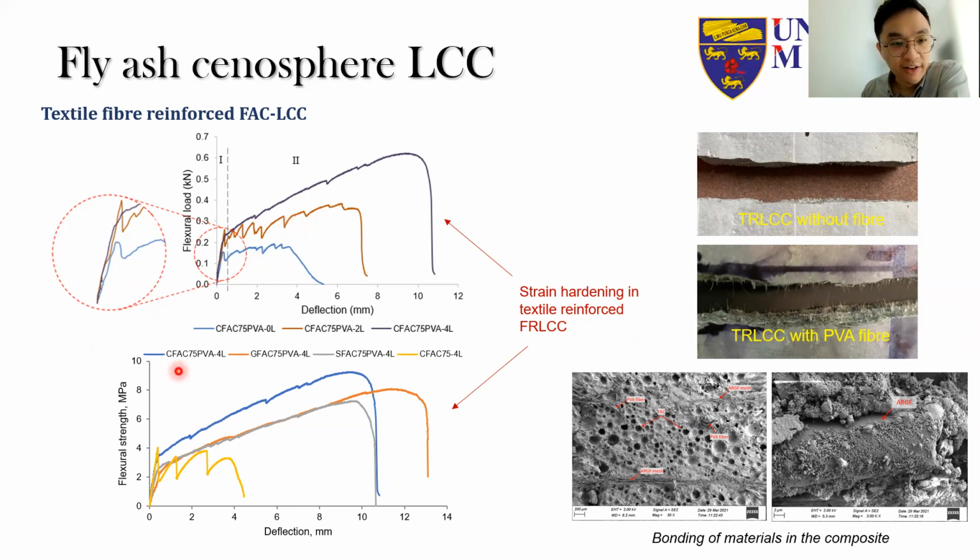So when we compare the effect of cement replacement material, because earlier on we investigated the effect when we put in 50% GGBS and 10% silica fume.